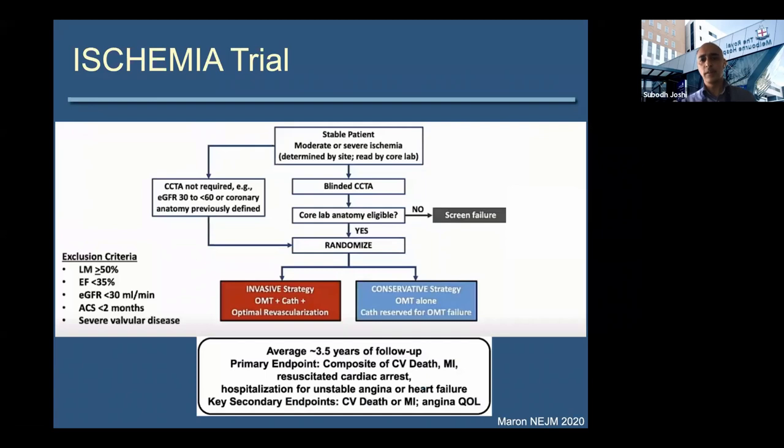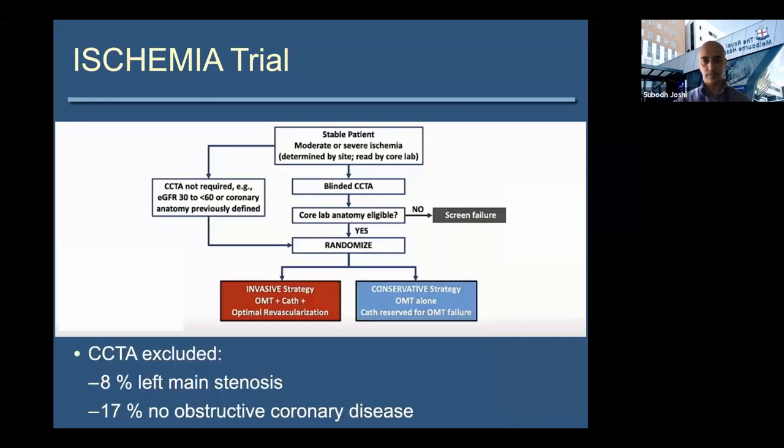And the endpoints are the usual stuff, with 3.5 years of follow-up. The reason this is relevant to this talk is that they did a blinded CT coronary angiogram up front for the purpose of safety, really, to exclude left main stenosis, because they didn't think cardiologists would be happy to randomize their patients if there was a possibility of left main.